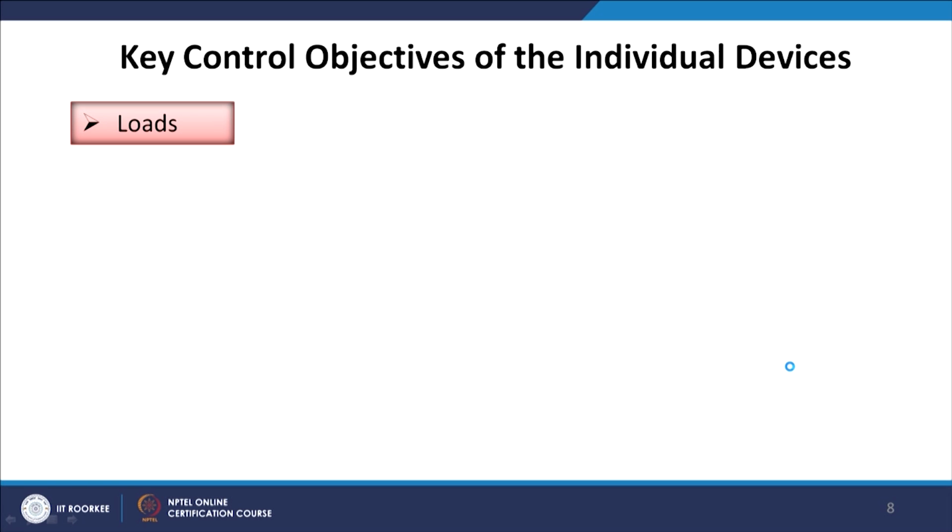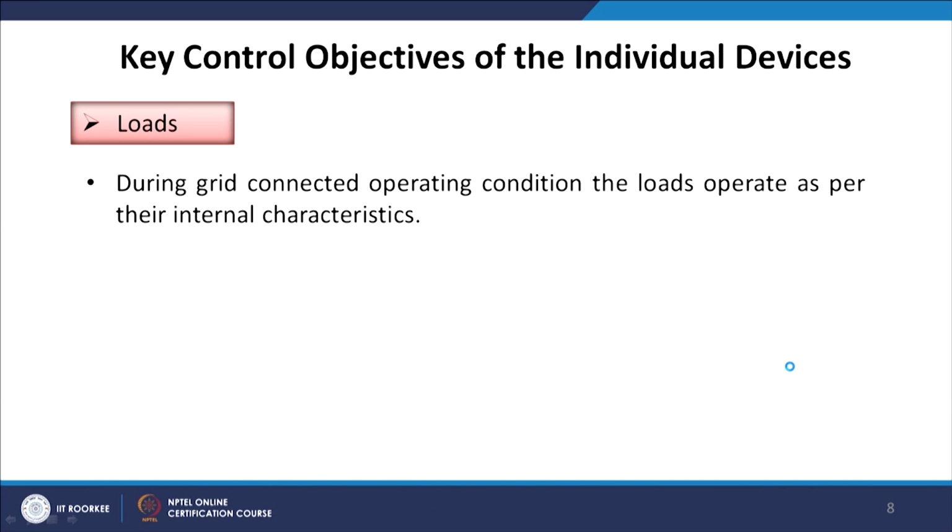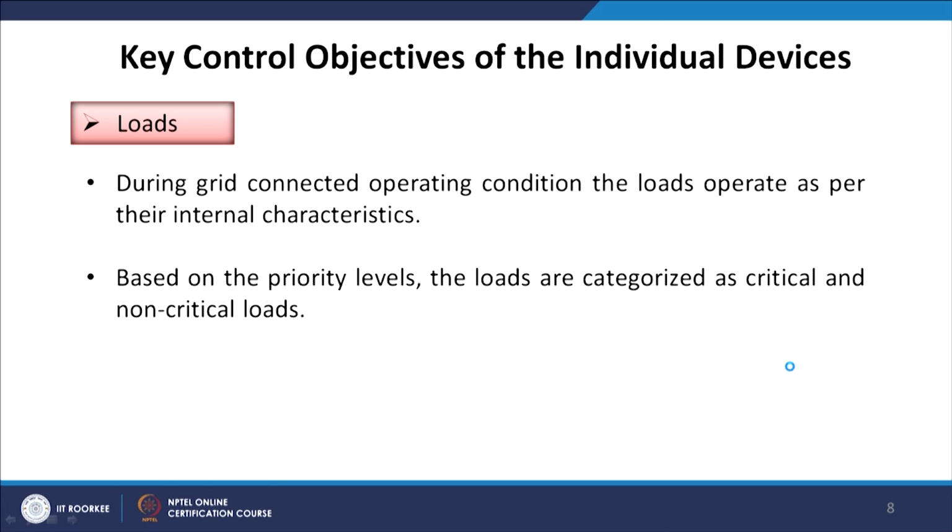Concentrate on loads now. During grid connected operation conditions, the loads operate as per their internal characteristics. Based on priority level, the loads are categorized as critical and non-critical loads. I would like to emphasize a very important point.